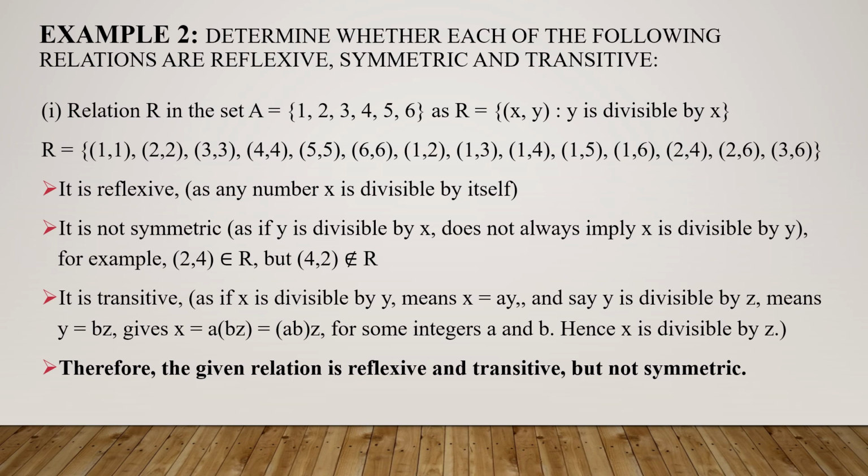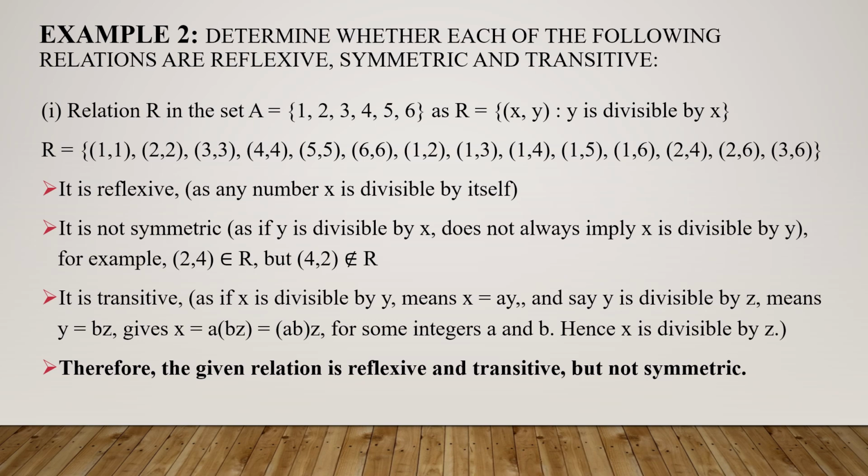Second example. Determine whether each of the following relations is reflexive, symmetric and transitive. So now we will get a better idea of the types of relation. First one in this case is relation R on set A which has elements 1 to 6. R is defined as the set of all ordered pairs (X,Y) such that Y is divisible by X. What is the meaning of Y divisible by X? That means suppose I have 6, then I can say 6 is divisible by 3. 6 is divisible by 2, 6 can also be divisible by 1. So that is called Y is divisible by X.